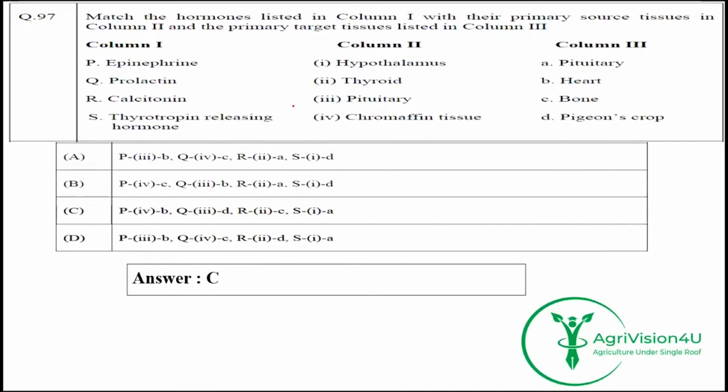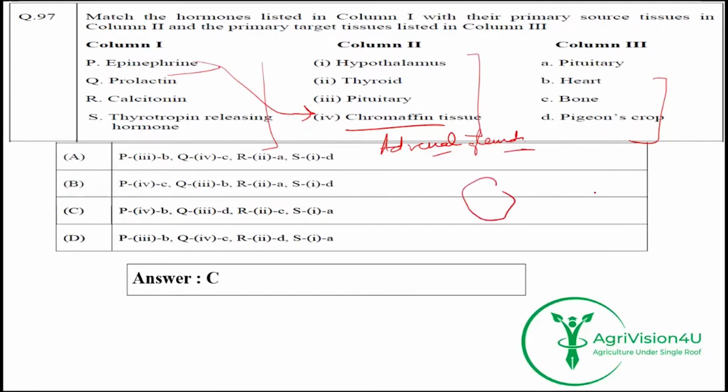Coming to question number 97. It's again a direct NCERT question. We have hormones over here, their primary source tissue, and their primary target tissue. Fine. So first we have epinephrine, norepinephrine, adrenaline, noradrenaline. One and the same thing. It is released by chromaffin tissue, which is present in the adrenal. Fine. These are the kidneys, and here are the adrenal glands. So here they are present. Fine. In these glands only these chromaffin tissues are present. And as you know, it affects the heartbeat, heart rate. So obviously it will affect the heart.